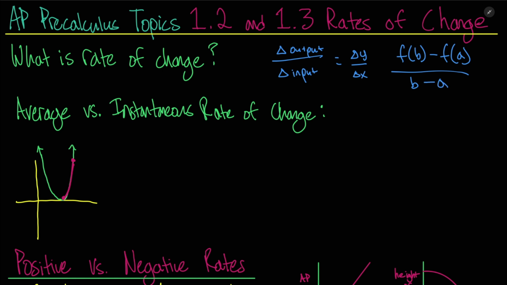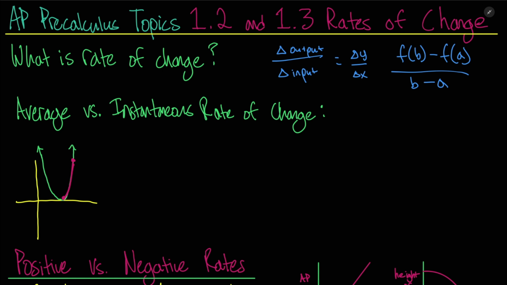And so you're going to be given an interval. Maybe they're going to ask you to calculate the rate of change from x equals 1 to x equals 2. So you'd plug in 2 for b and 1 for a, and then the value at x equals 2 and the value at x equals 1 for f of b and f of a.